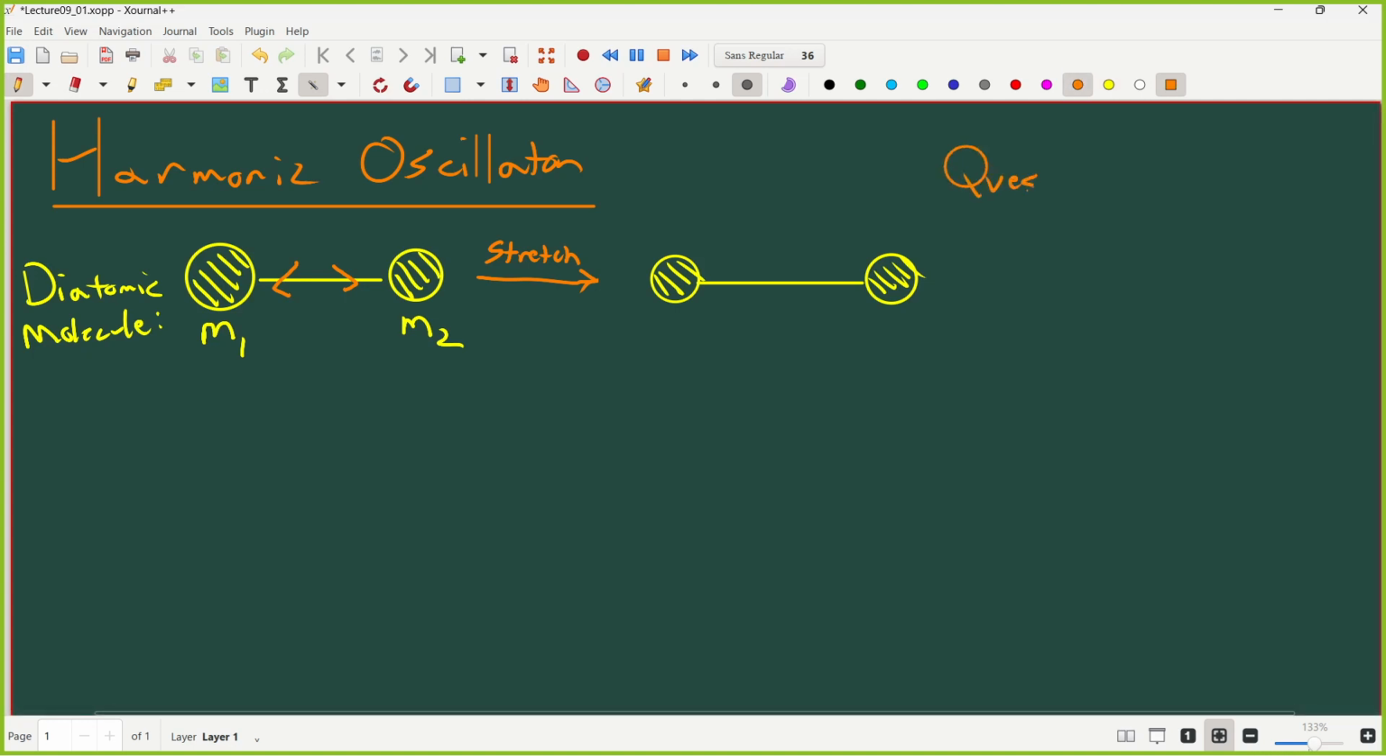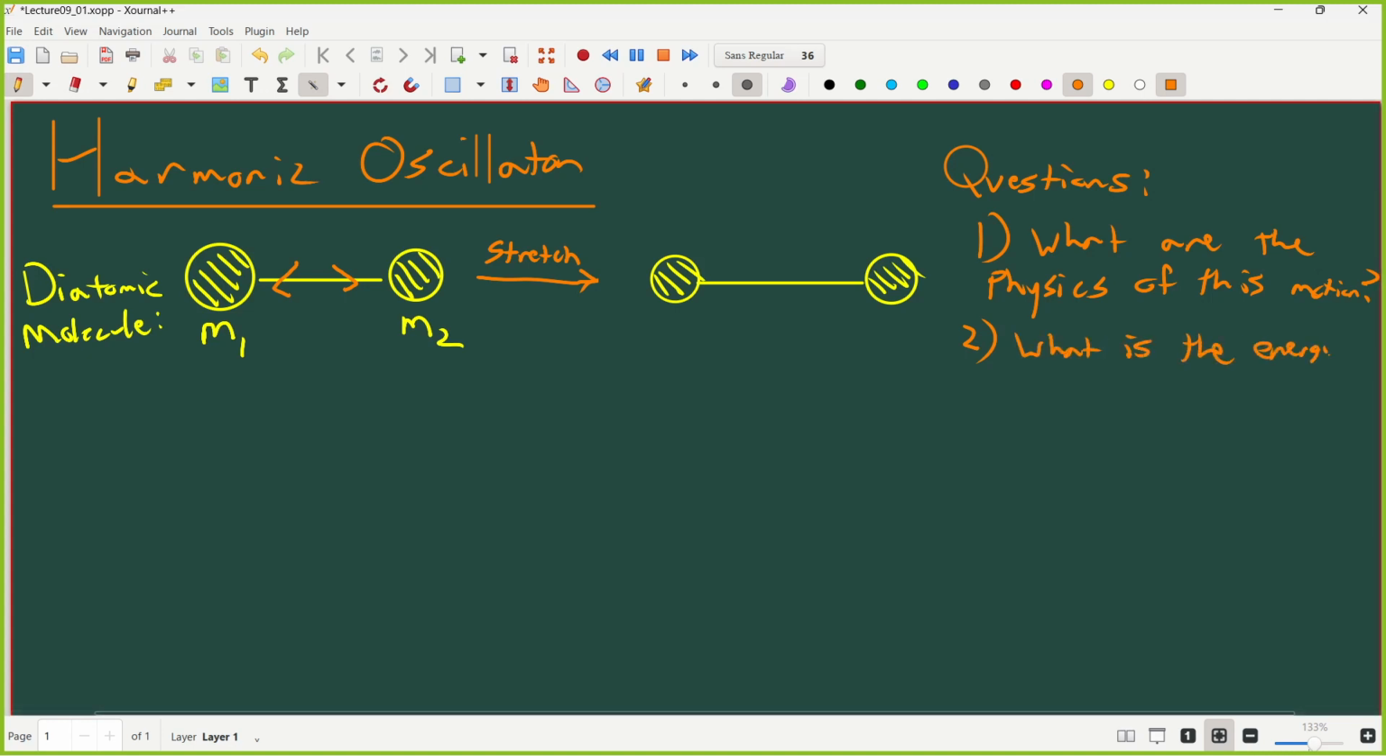What are the physics of this stretch, of this motion? Right? What's the potential energy? What's the kinetic energy? Right? Those are the questions we need to ask, right?